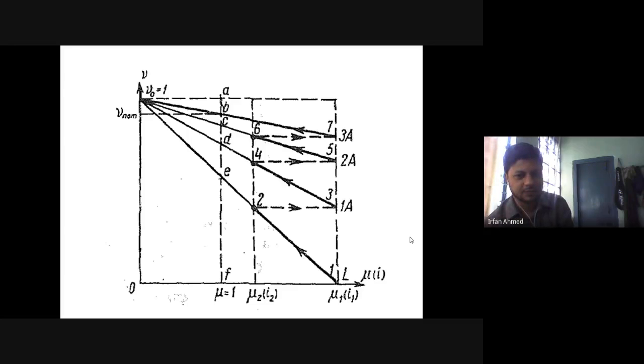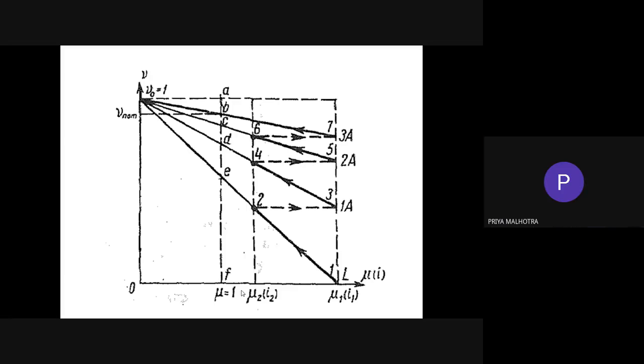And that is why you are keeping mu2 greater than mu, where mu corresponds to the rated torque as well as the load torque. You want the motor torque to be greater than the load torque so that your motor accelerates. Okay? Clear? Yes, sir.